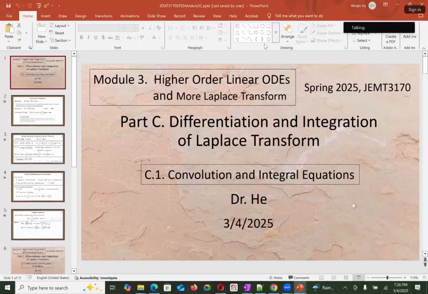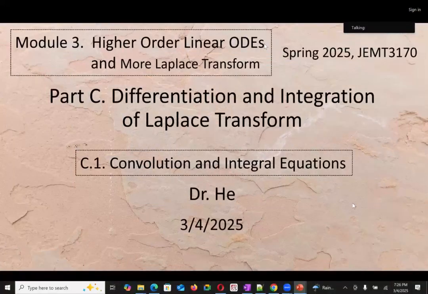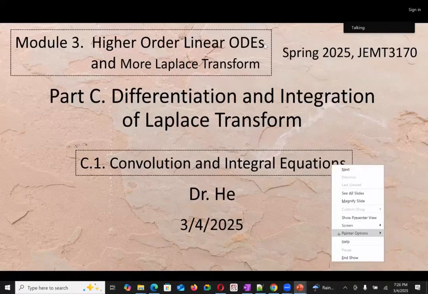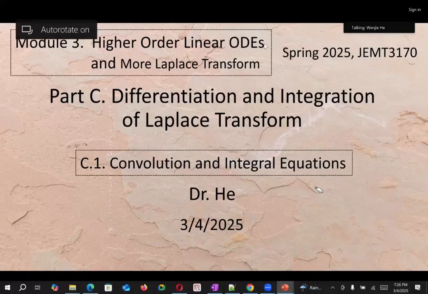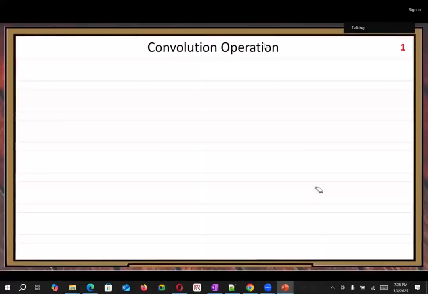Convolution operation. First, I need to give you a short introduction about the special convolution operation. The definition, but first, why we need it. First, let's look at a simple property.